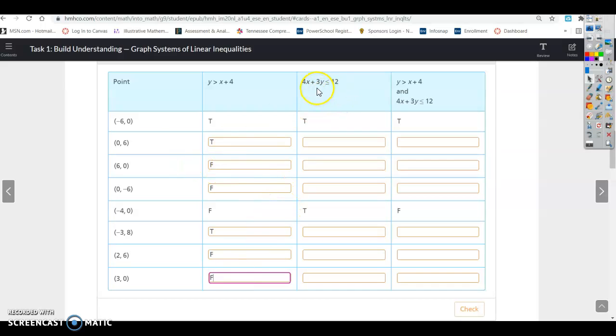All right, let's go to the next inequality. So if I plug in 0 here and I plug in 6 here, 6 times 3 is 18. Is 18 less than or equal to 12? That one is false. All right, plug in 6. 6 times 4 is 24. Is 24 less than or equal to 12? No, that one is false. All right, plug in a 0 and a negative 6. Is negative 18 less than or equal to 12? That one is true.